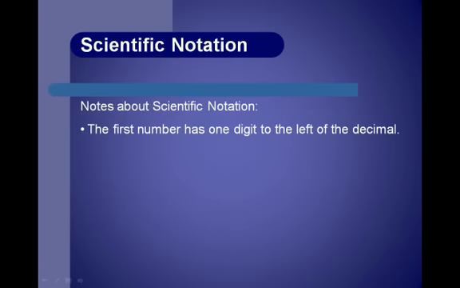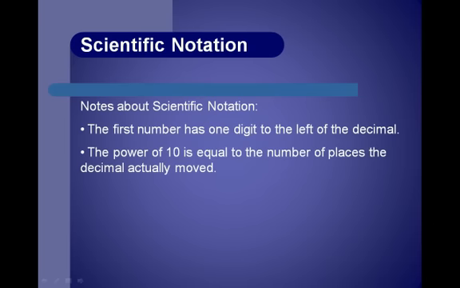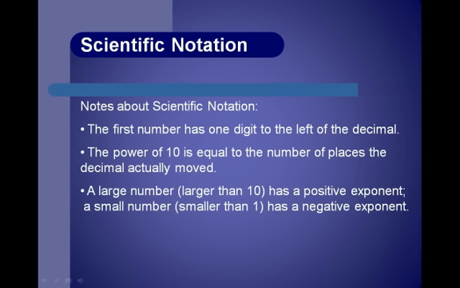A couple of notes about scientific notation. The first number has one digit to the left of the decimal. The power of 10 is equal to the number of places the decimal actually moved. A large number, meaning larger than 10, has a positive exponent. A small number, smaller than 1, has a negative exponent.